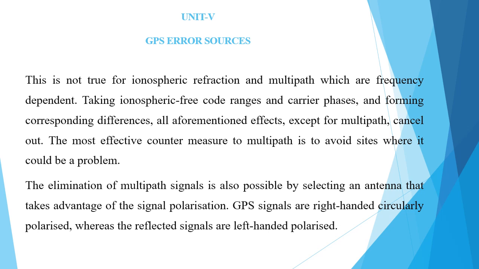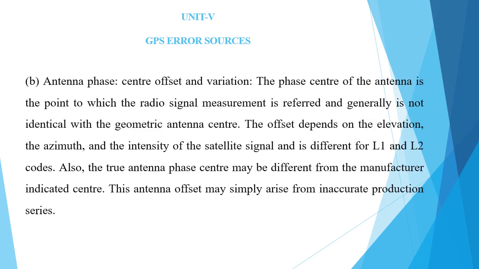The most effective countermeasure for multipath is to avoid it where it could be a problem. The elimination of multipath signals is also possible by selecting an antenna that takes advantage of the signal polarization. GPS signals are right-handed circularly polarized, whereas the reflected signals are left-handed polarized.